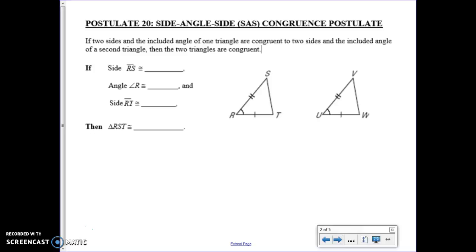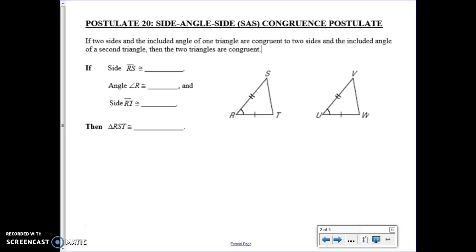First off, the side-angle-side congruence postulate says that if two sides and the included angle of one triangle are congruent to two sides and the included angle of a second triangle, then the two triangles are congruent. The key there is that the angle is included, meaning it is between those two sides.